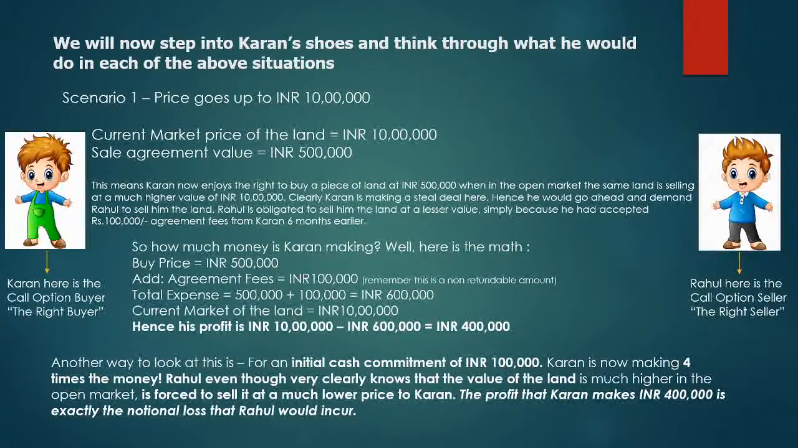Another way to look at this profitability is that for an initial cash commitment of rupees 1 lakh, Karan is making 4 times the amount. That is, for an investment of rupees 1 lakh, he has made a profit of 4 lakh, and exactly the profit of Karan will be the notional loss of Rahul.